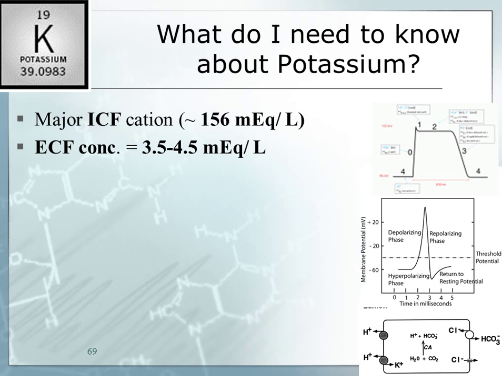The number you want to pay the most attention to is this one, because this is what you're going to measure for plasma. So when you take a plasma sample, you're going to look for the ECF concentration. It's going to be really, really low, 3.5 to 4.5. Where is potassium primarily, outside or inside the cell? So if I see a spike in my blood potassium, what could happen to the cells?